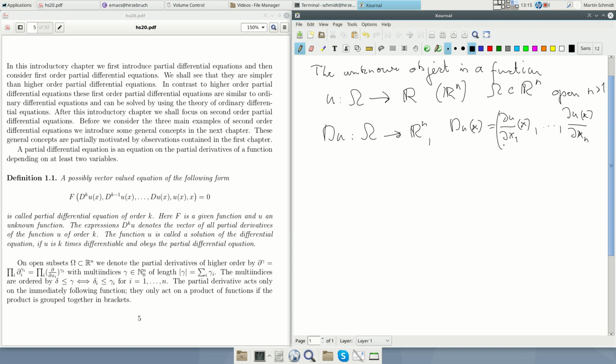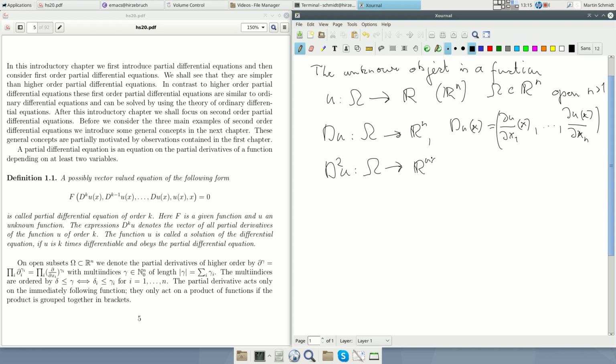Yeah, so we write this as a vector, so I put this in brackets. Okay, so du just stands for all first order partial derivatives. Okay, now d2 u, now we take all second order partial derivatives.